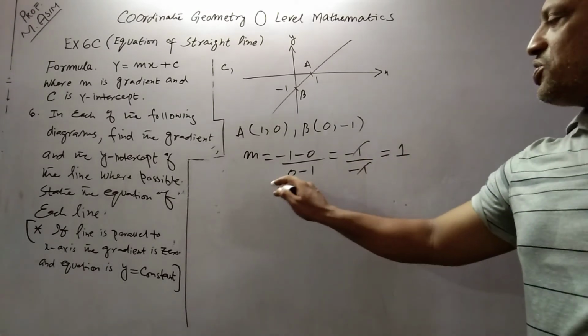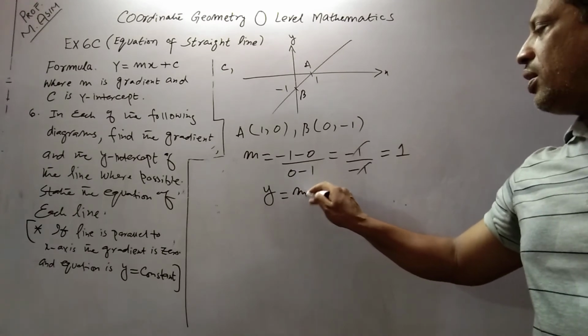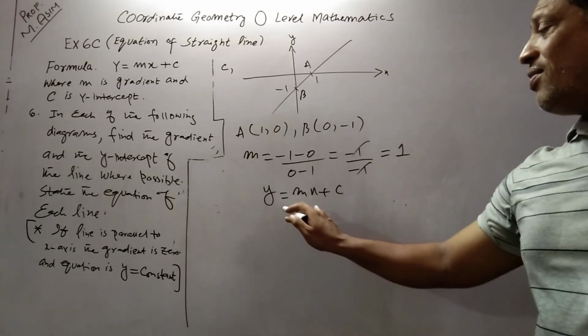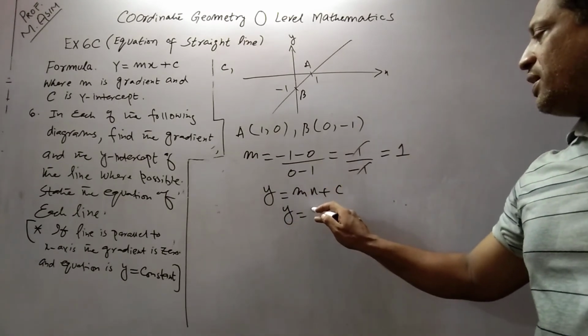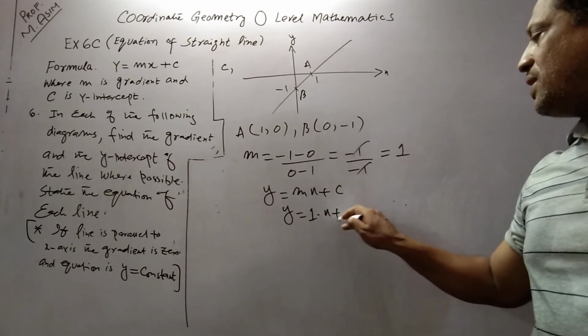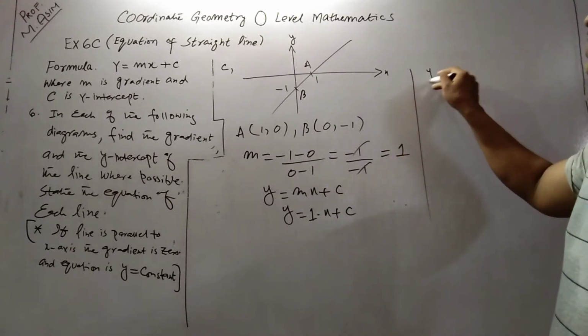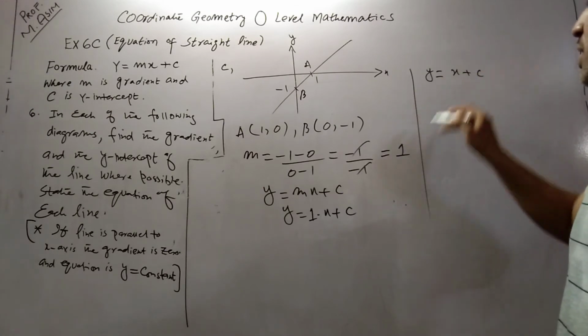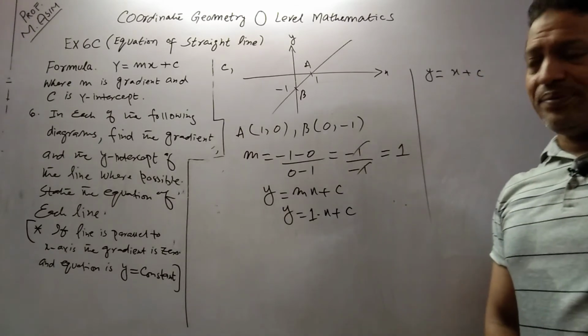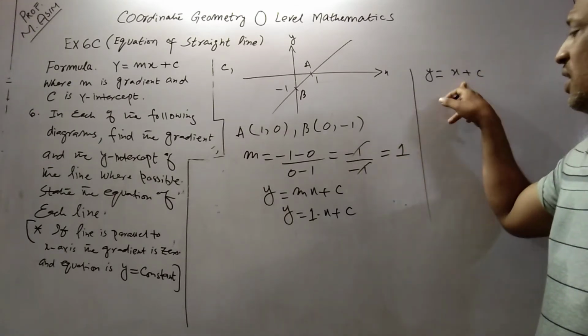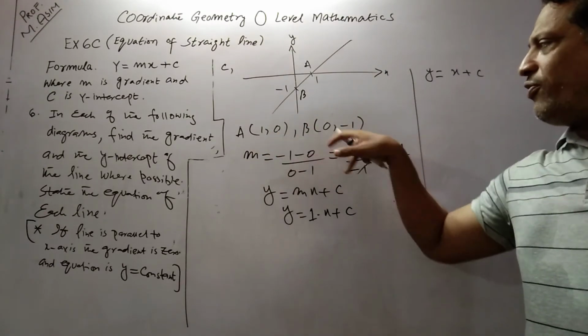How to find the equation of a straight line? Write down the general formula. y is equal to mx plus c. y is equal to m is what? 1 into x plus c. y is equal to 1 into x, x plus c. How to get the value of c? First, take any one of the points from A and B.